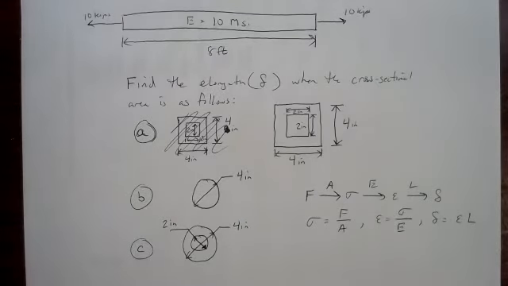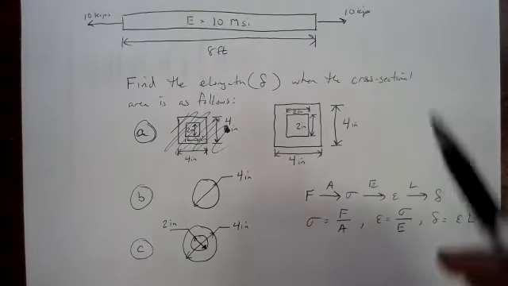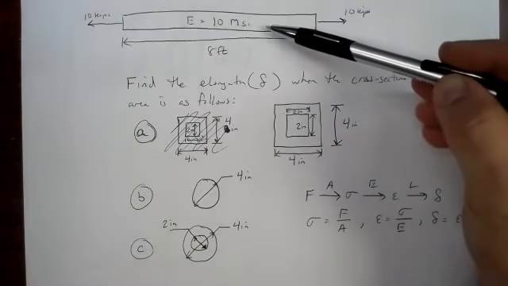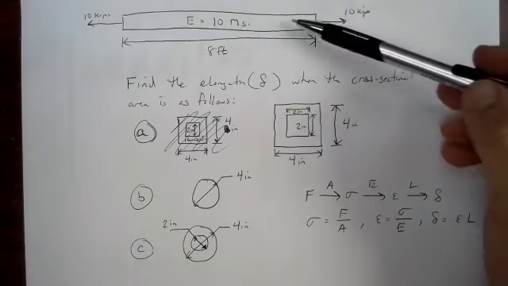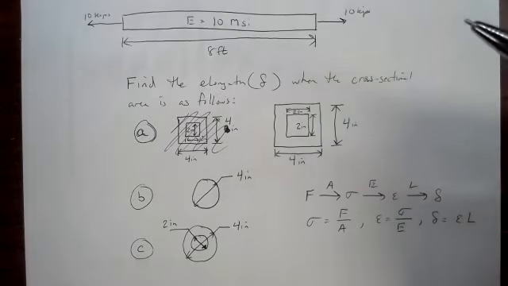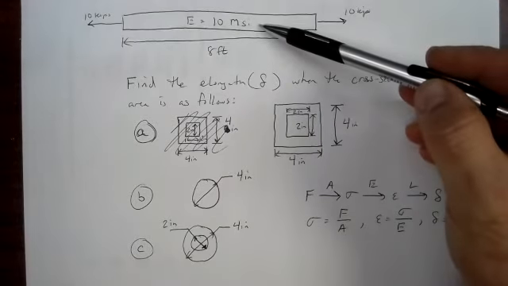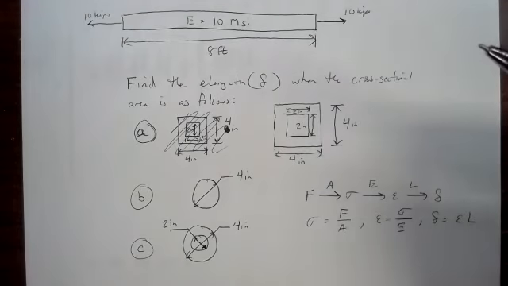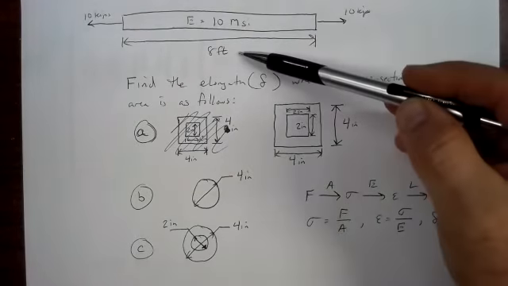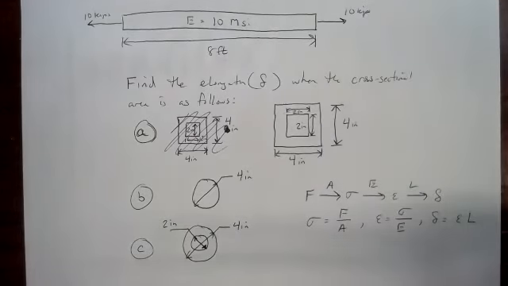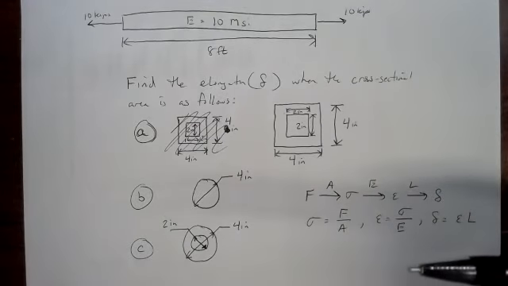All right, so here's our practicum problem for tonight. We've got a beam made out of aluminum, 6061 aluminum. It's got a modulus of elasticity of 10 MSI. It's loaded up with 10 kips, so 10,000 pounds of force. It's 8 feet long, and each problem has a different cross section to that beam.